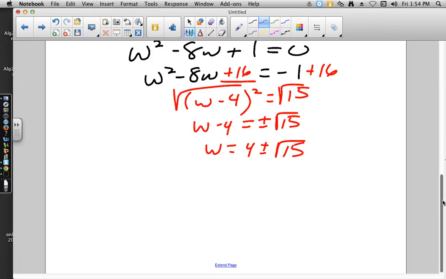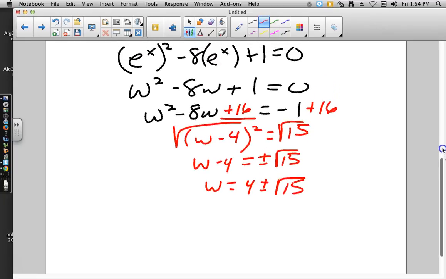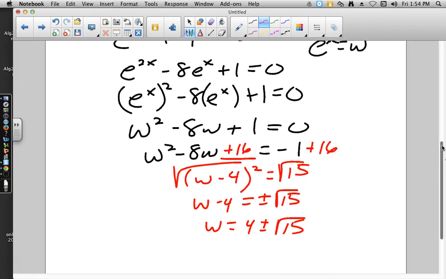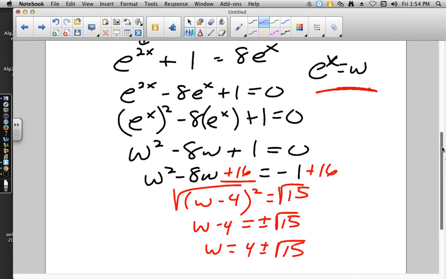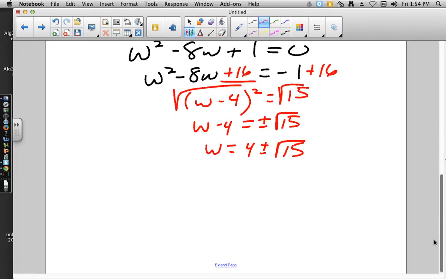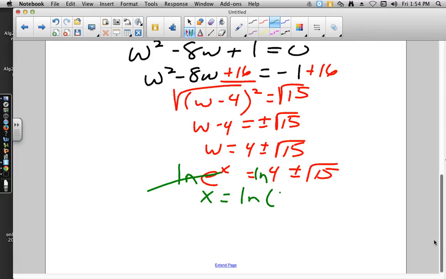But the whole reason we did this, we had this nasty little w equals e to the x up here. So now at the very end, we bring that back into the picture. And we realize to get rid of the e, we'll have to take natural log. So this will drop right out and we will get x equals the natural log of 4 plus or minus the square root of 15.